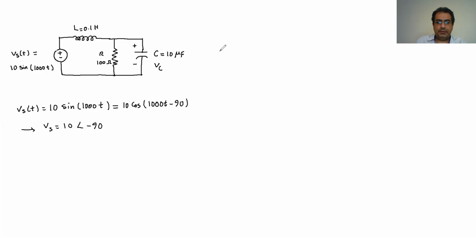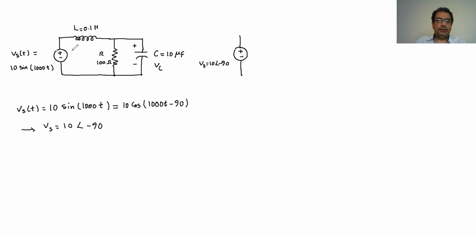So I go ahead and write the source Vs, which is 10 with angle of negative 90. So that is my source, the source converted to phasor.